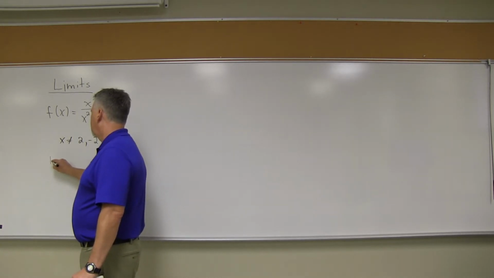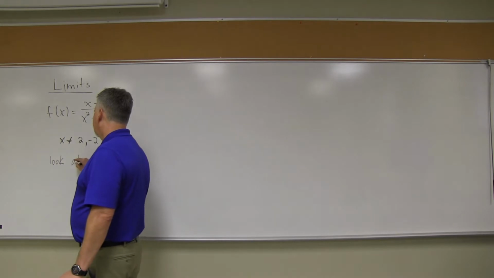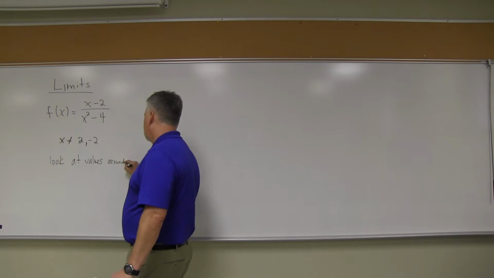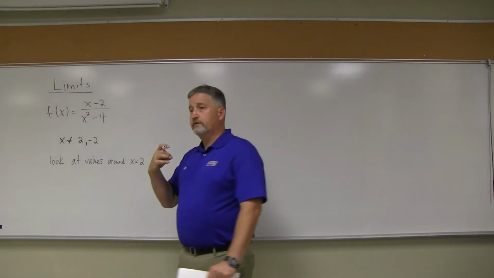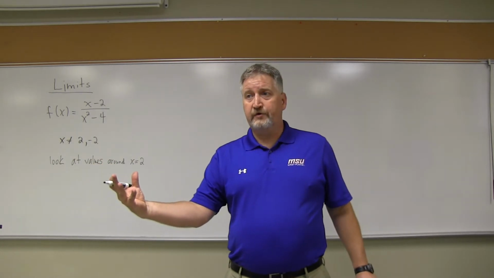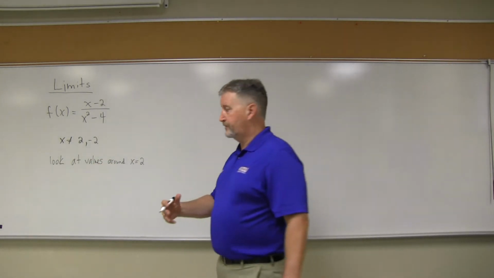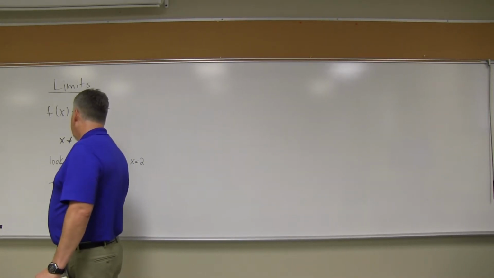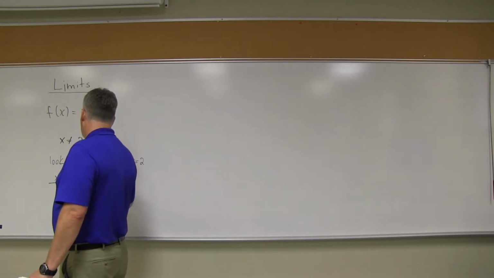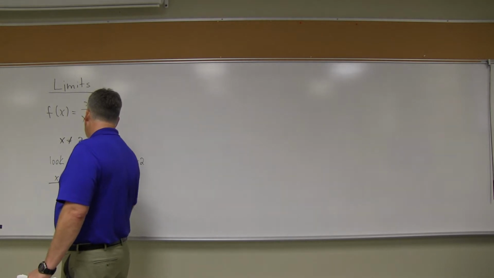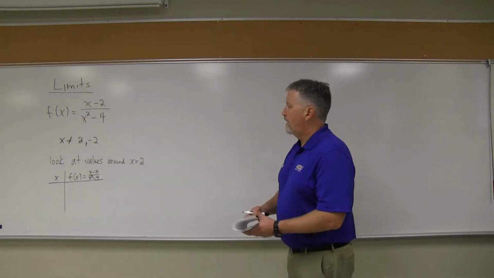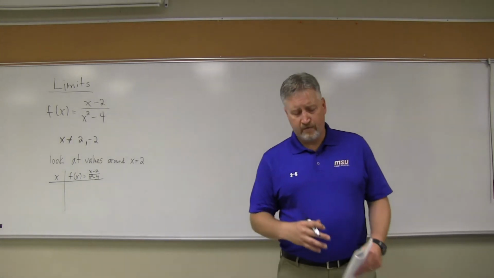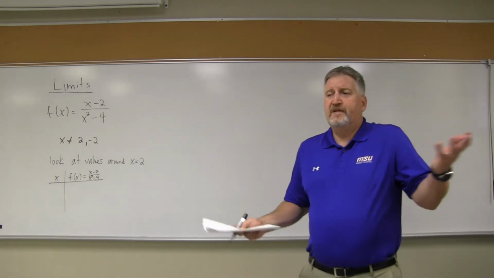Okay, but like I said, let's look at values around 2 or near 2. Meaning, look at x values around 2, and then their counterparts, the function values around 2, okay? And what I'm going to do is just set up a table here, and you'll maybe see why in just a second. All right, so I'm going to look at values around 2. Let's just start with 1.